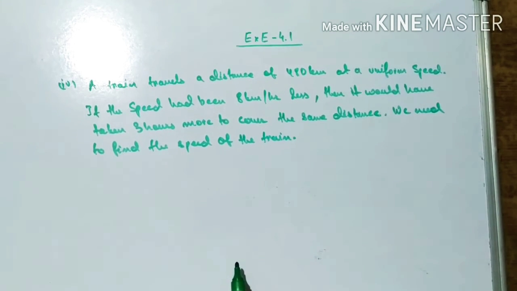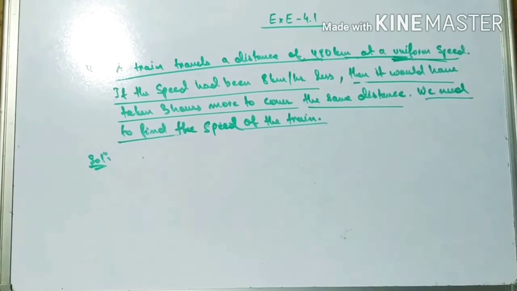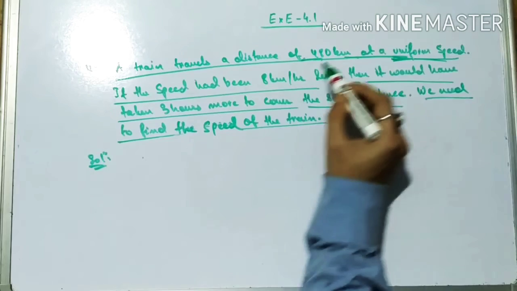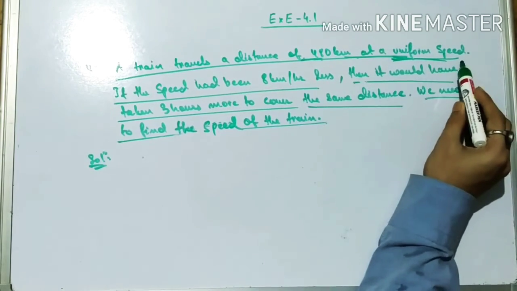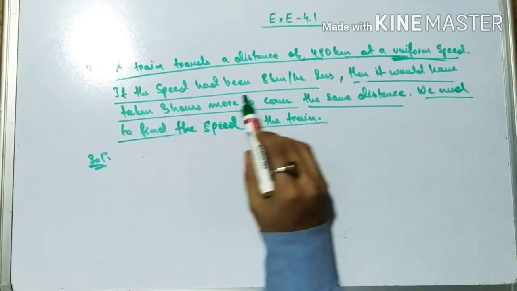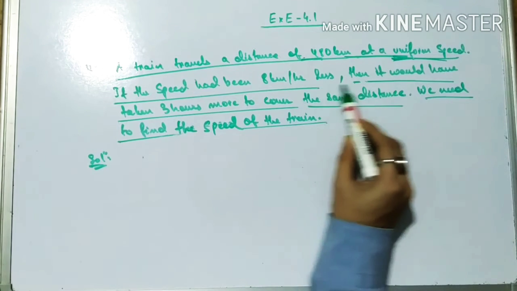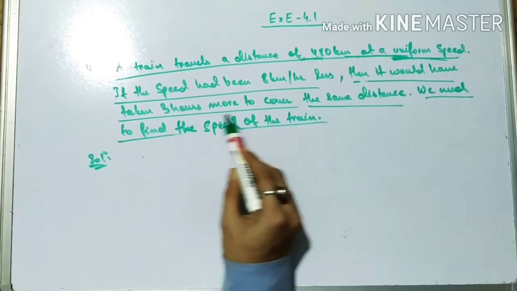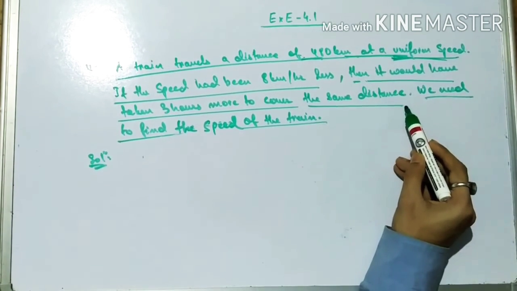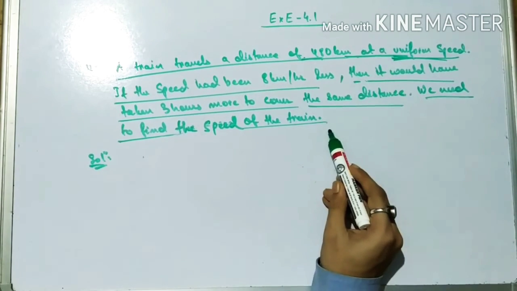Okay, we need to find the speed of the train. Question number 4 says that a train travels a distance of 480 km at a uniform speed. If the speed had been 8 km per hour less, then it would have taken 3 hours more to cover the same distance. We need to find the speed of the train.